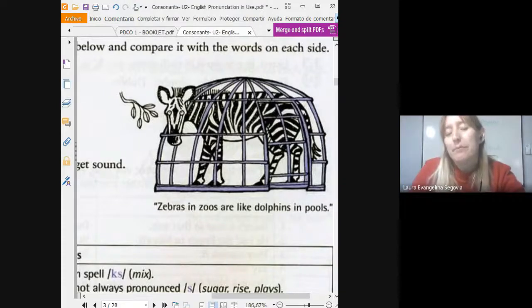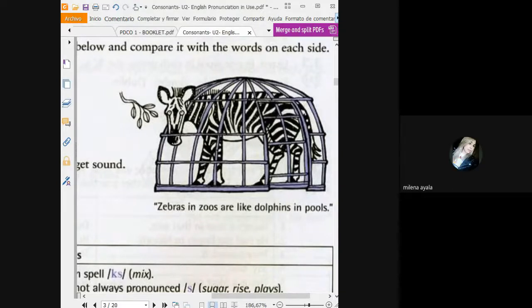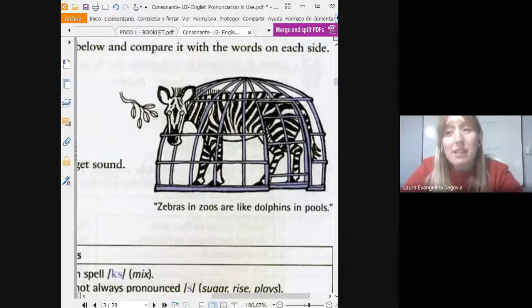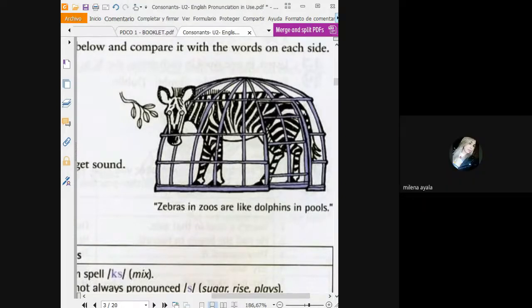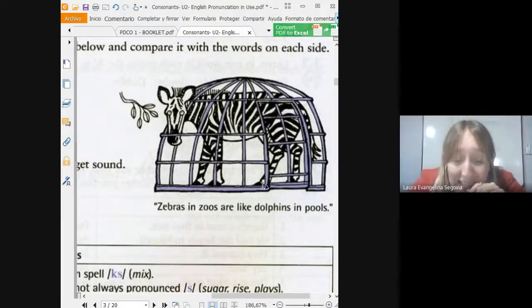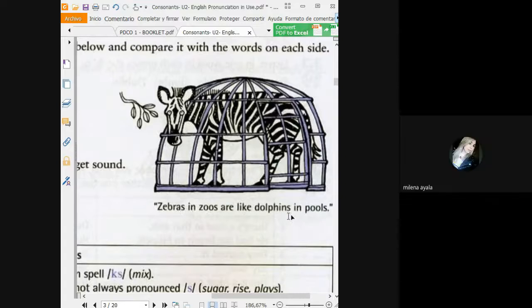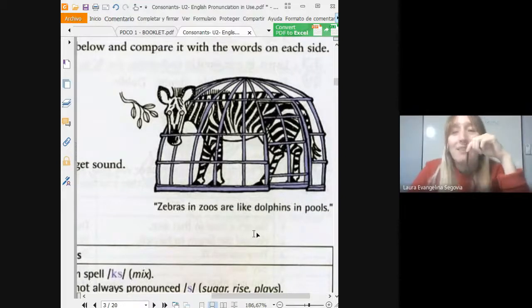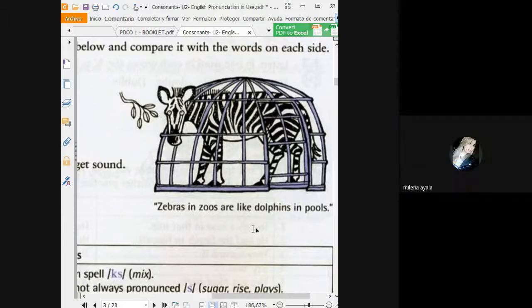Okay, Mile, your turn. Zebras in zoos are like dolphins in pools. We have to practice that sound. Come on. Zebras in zoos are like dolphins in pools. Dolphins. Okay, again. Zebras in zoos are like dolphins in pools. Dolphins. Why are you using the singular? All of you are trying to elide this. It's dolphins. Come on. Zebras in zoos are like dolphins in pools, again.